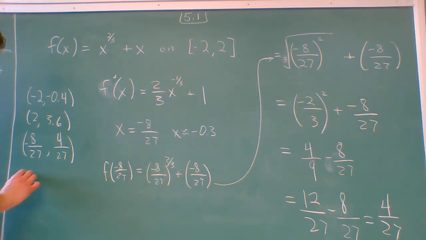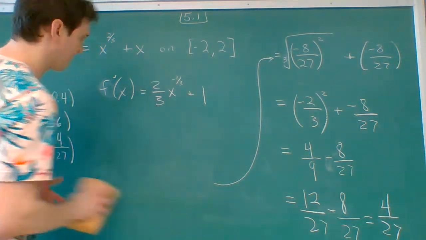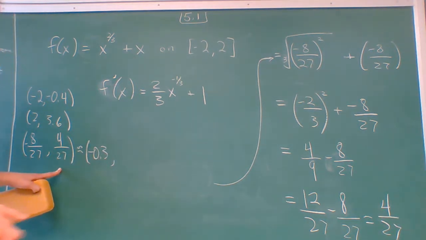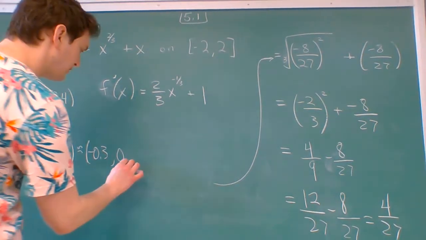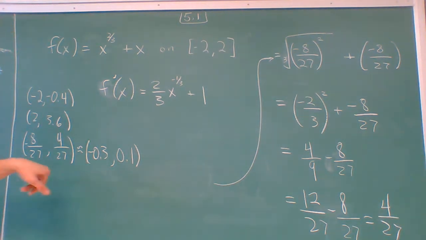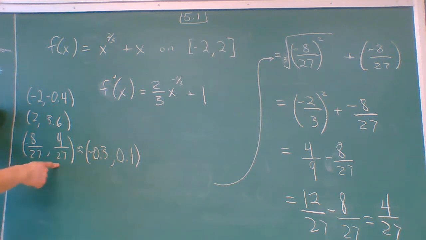So let's write this point as approximately -0.3 was the x value, and 4 over 27 is roughly 0.1. Okay, so this is the same coordinate point. I'm just approximating it because we all have an easier time picturing where this number is on a graph as opposed to where this number is. Okay.